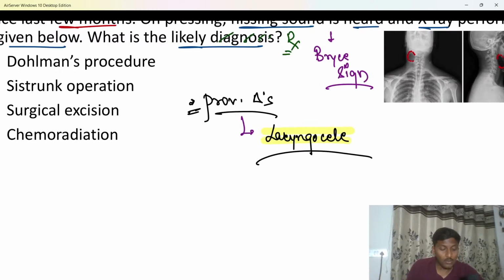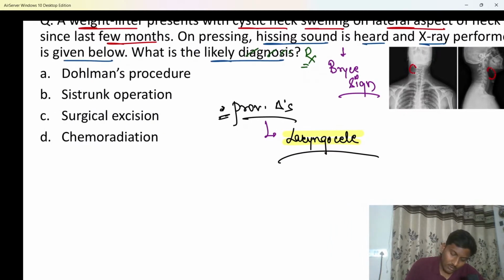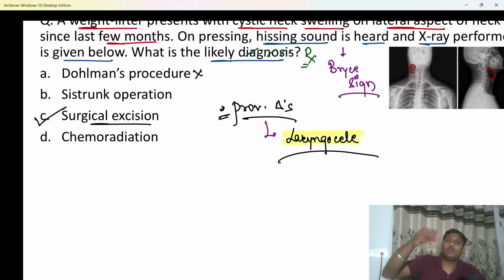And what is the treatment now? Answer me. Very good. Yes, all of you are right. Answer is option C, surgical excision beta. Please remember, Dohlman's procedure is a treatment where we actually place a stapler between the Zenker's diverticulum and the esophagus, and we open the Zenker's diverticulum into the esophagus. It's called as diverticuloesophagostomy. That is the treatment option for Zenker's diverticulum or the pharyngeal pouch.